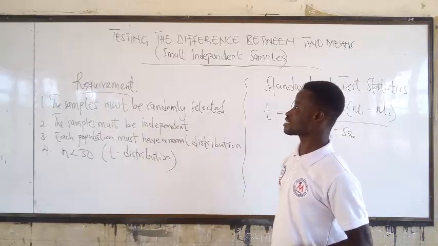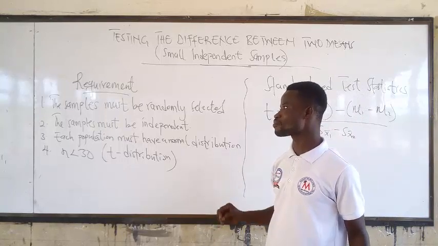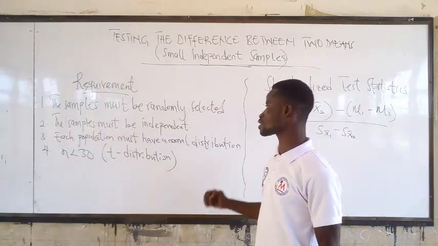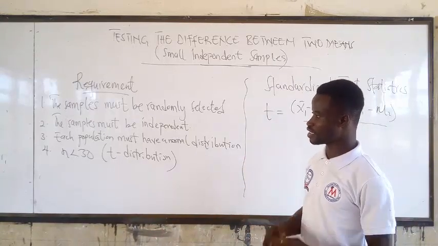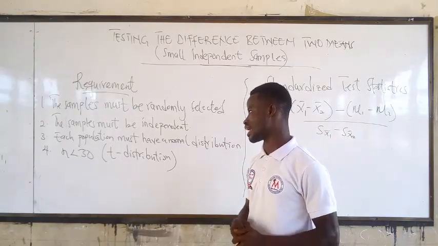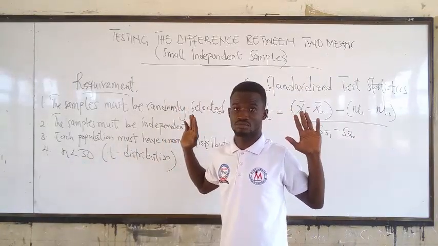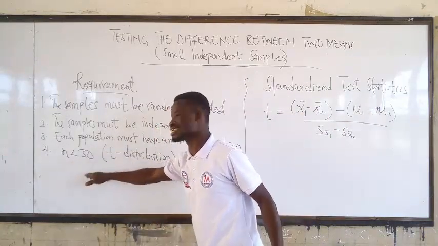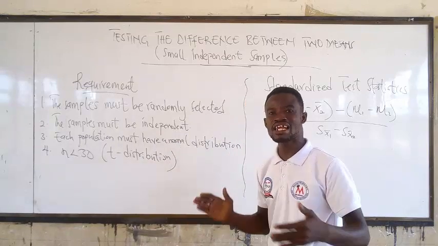Okay. So now let's see the requirements. The requirement is that the sample must be randomly selected. That one here is constant. Two, the samples must be independent. That one too is constant in both cases. Each population must have a normal distribution. That one too is there. But the last one, n should be less than 30. That is the key point here, and that is the concept I want to give you. This is representing the small sample, because here we have the n, which is the sample size, being less than 30.